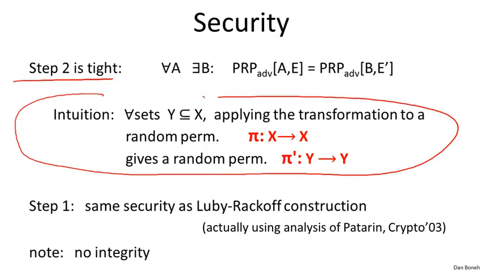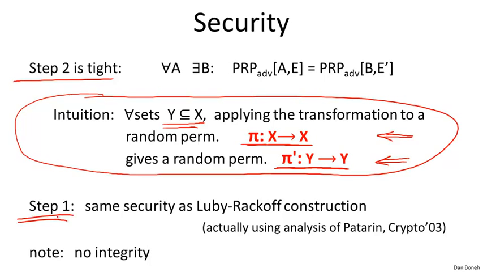The reason that's true is a very cute theorem to prove, but I won't do it here, or maybe I'll leave it as an exercise for you. It says that if you give me any two sets y and x where y is contained inside of x, then applying the transformation that we just saw to a random permutation from x to x actually gives a random permutation from y to y. So if we started with a truly random permutation on x, you'll end up with a truly random permutation on y, and since the permutation we're starting with is indistinguishable from random on x, we'll end up with a permutation that's indistinguishable from random on y. So this is a very tight construction, and the analysis of the first step is basically the same as the Luby-Rackoff analysis.